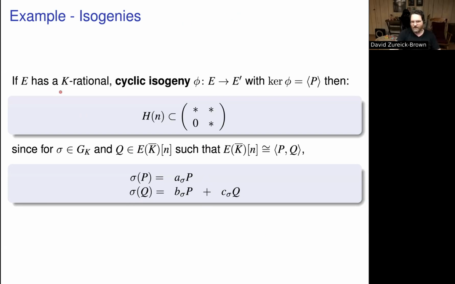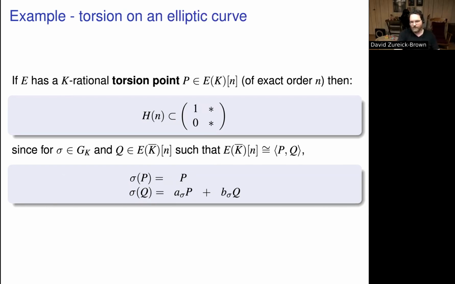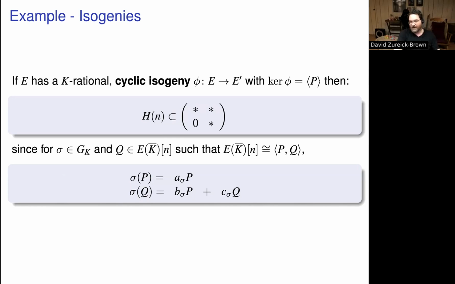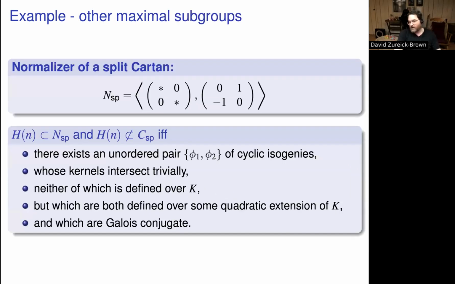So similarly, if you have a cyclic isogeny kernel generated by a point P, P is not necessarily rational, but the kernel is K-rational. So every point of the kernel is sent to some multiple. And then if you extend that to a basis Q, it's sent to whatever. So you get a, b, c, star, star, 0, star. So having a cyclic isogeny is the same as the image being contained in the Borel. So Mazur's two classic theorems can be rephrased as an image of Galois problem.